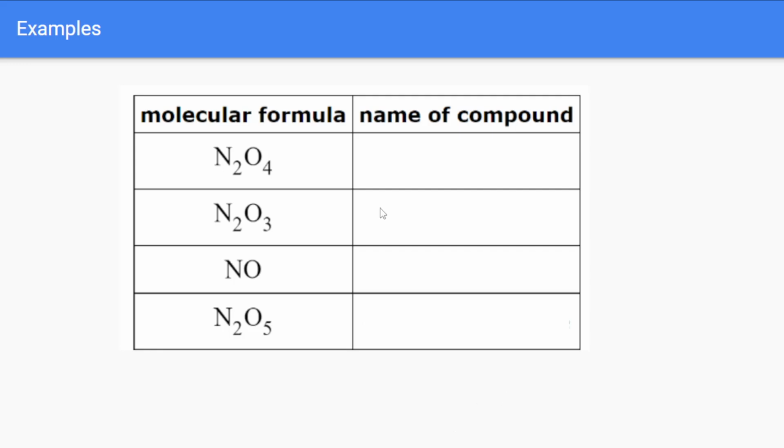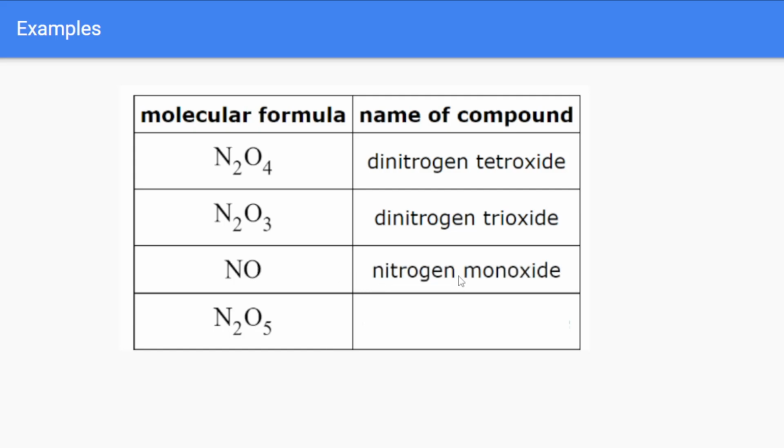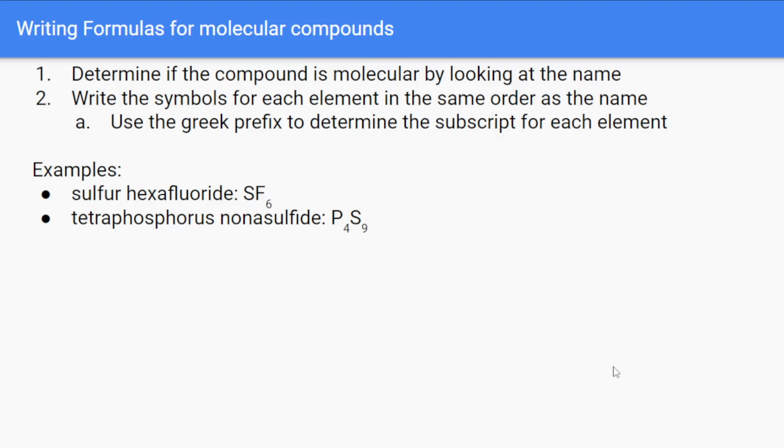Here's some examples. N2O4, dinitrogen tetroxide. N2O3, 2 nitrogens, that's dinitrogen trioxide. NO, nitrogen monoxide. N2O5, dinitrogen pentoxide.